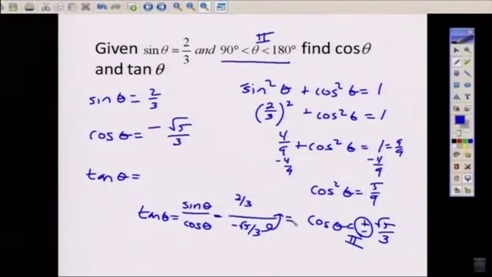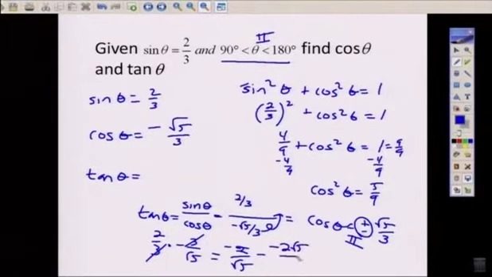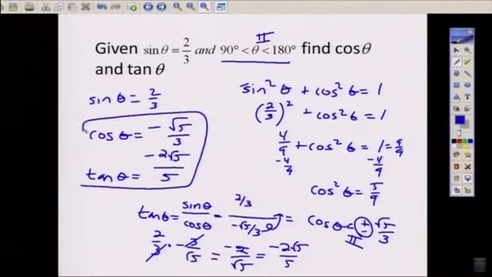So then, if we invert and multiply, 2/3 times the negative 3 over the square root of 5, the 3's cancel, so we have negative 2 over the square root of 5, which is negative 2 square root of 5 over 5. Okay, so there are our answers for sine and cosine and tangent.